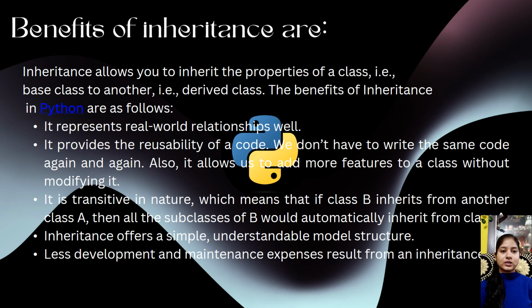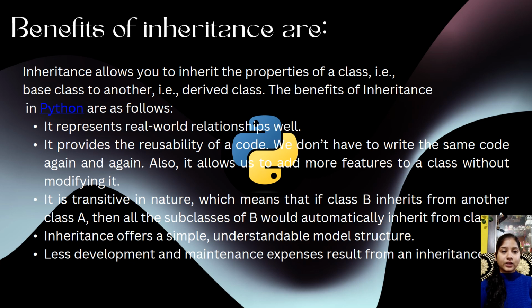Benefits of inheritance. Inheritance allows you to inherit the properties of a class, the base class, to another, that is, the derived class. The benefits of inheritance in Python are as follows. It represents real world relationships well. It provides the reusability of code. We don't have to write the same code again and again. Also, it allows us to add more features to a class without modifying it.